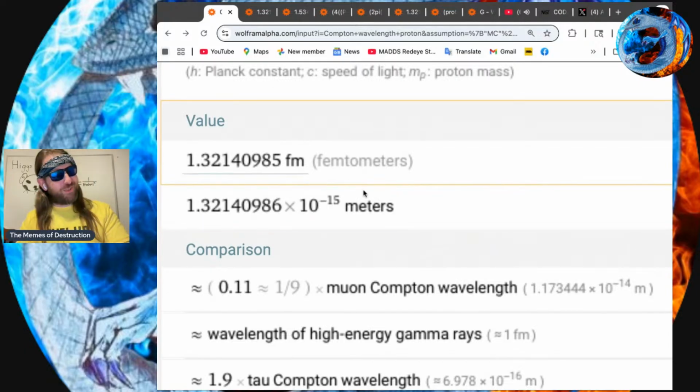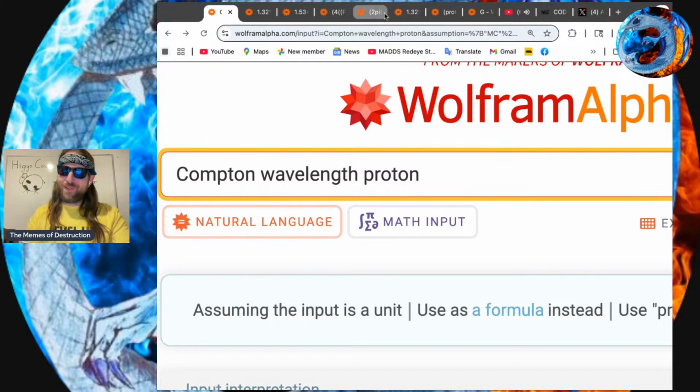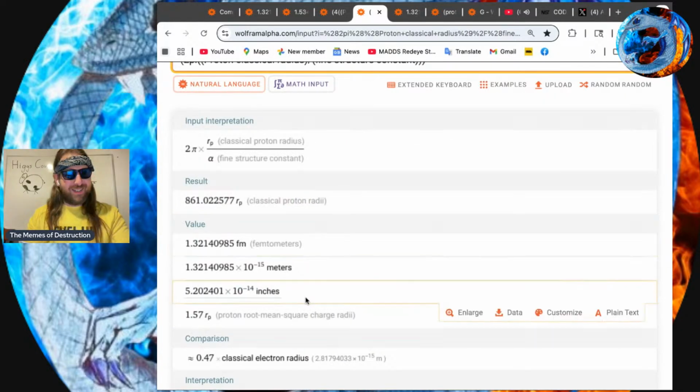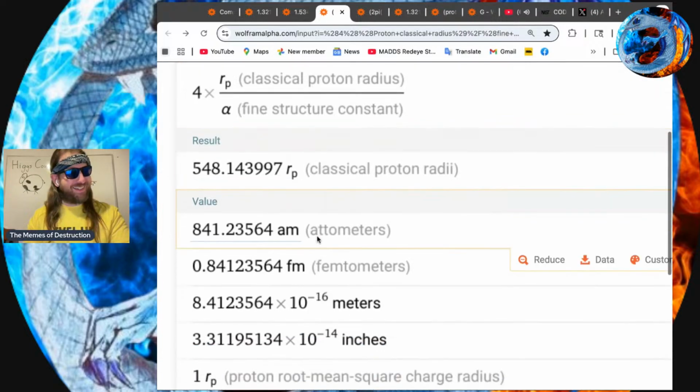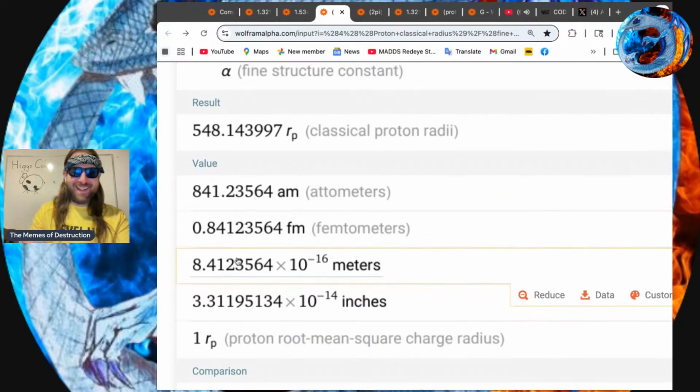Okay, let's actually just go through it. I don't need to share the dang thing. So let's just do Compton wavelength for the proton. And then, oops, I skipped ahead. Don't look. Don't look. It's gonna ruin the surprise.